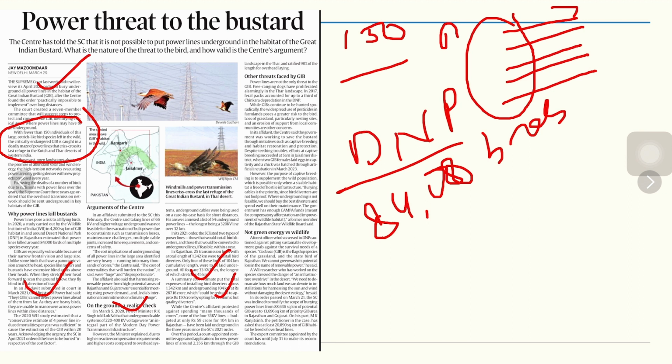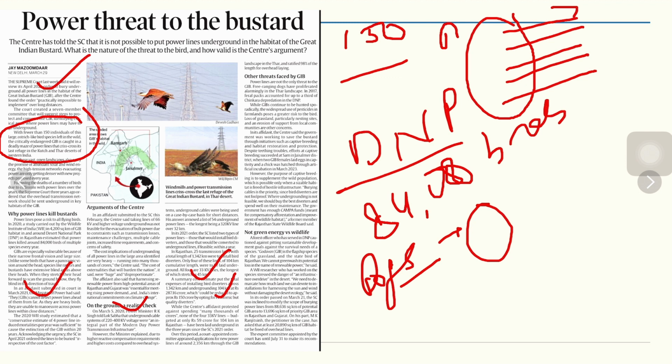Court. Power lines are not the only threat to the Great Indian Bustard. Even free-ranging dogs have proliferated alarmingly in this landscape, the Thar landscape. In 2017, feral dogs accounted for a third of Chinkara depredation in DNP.